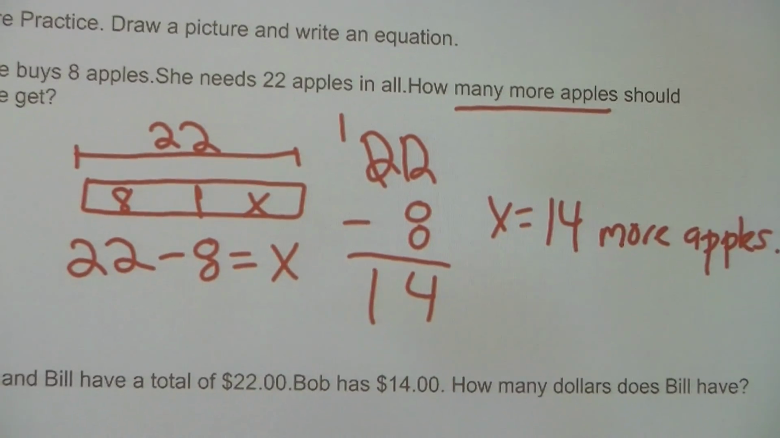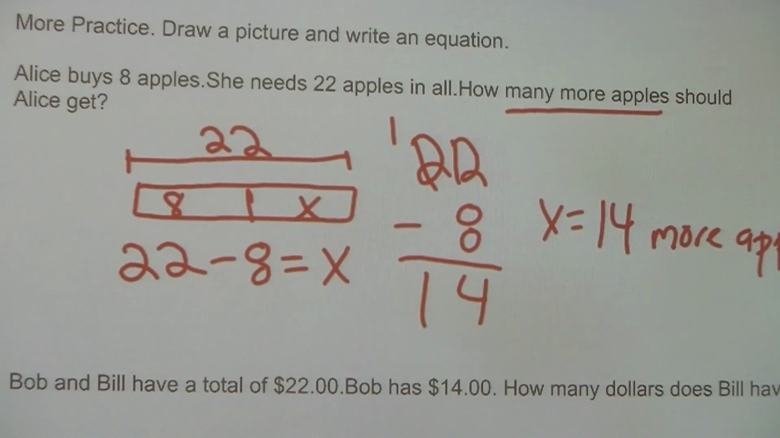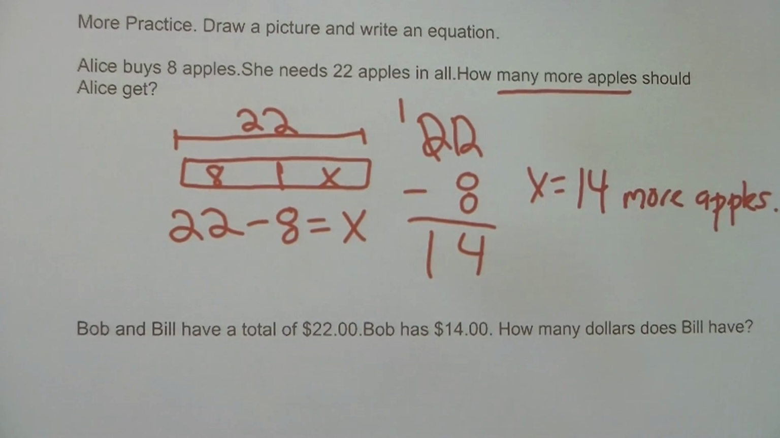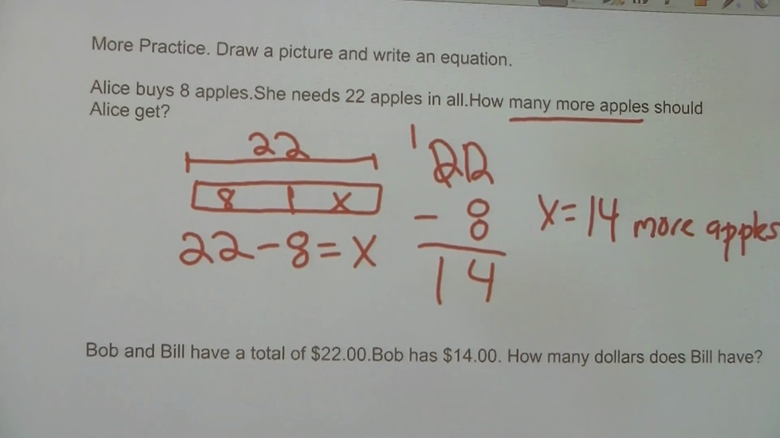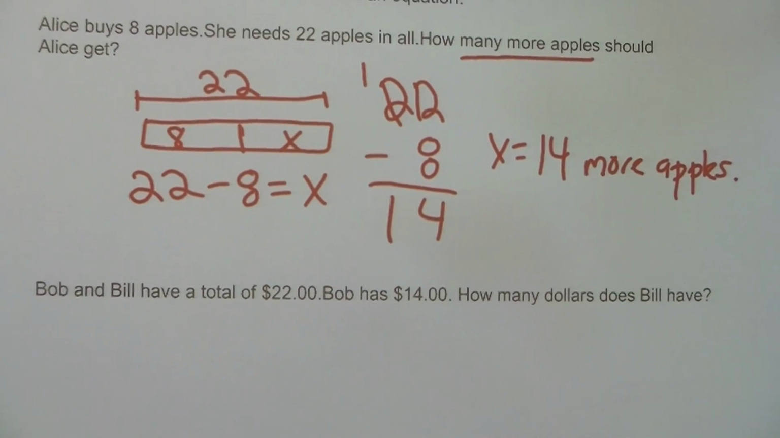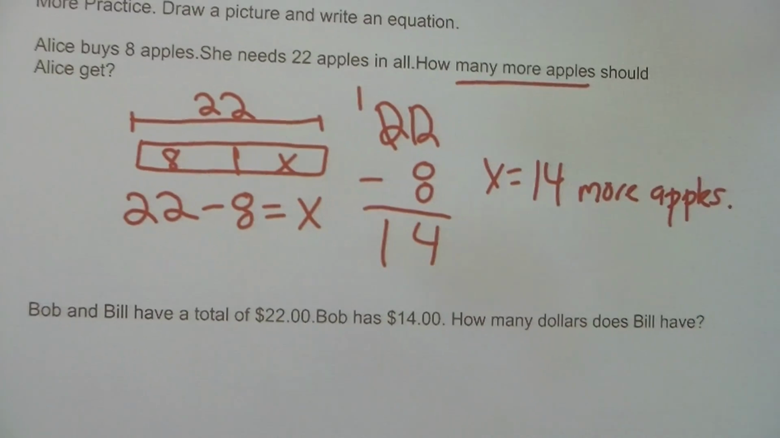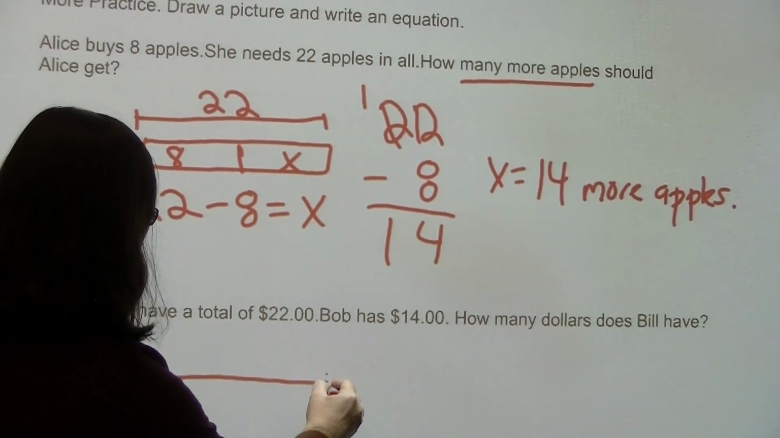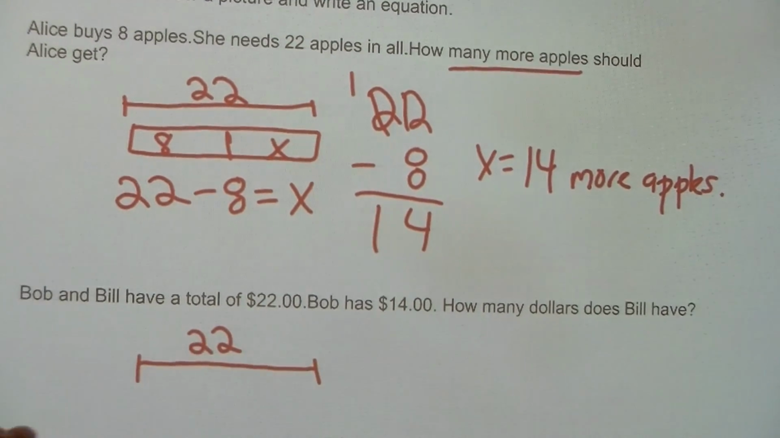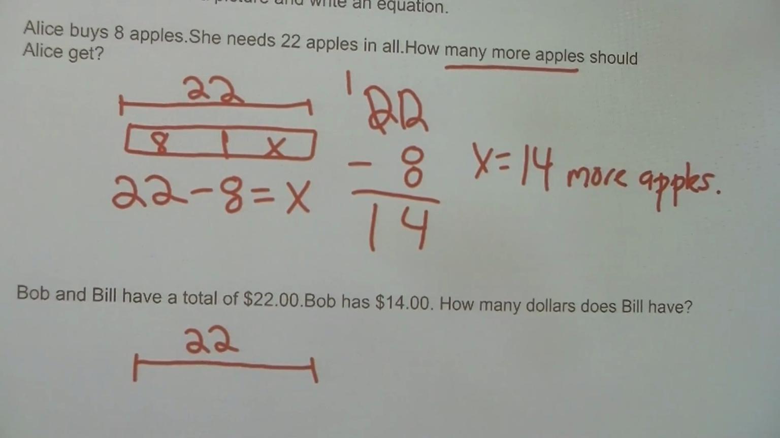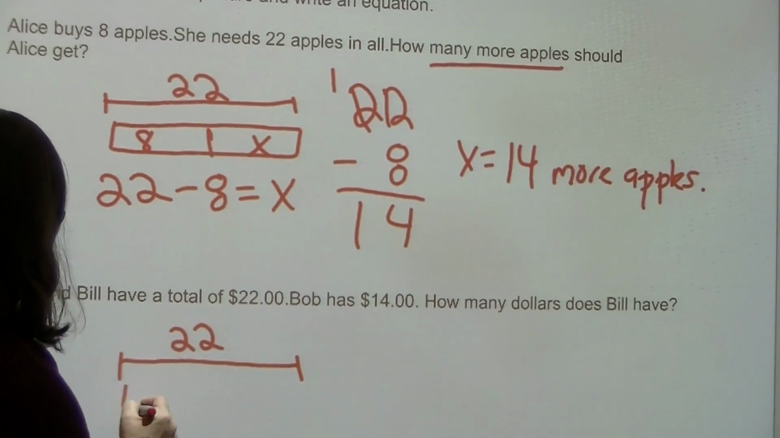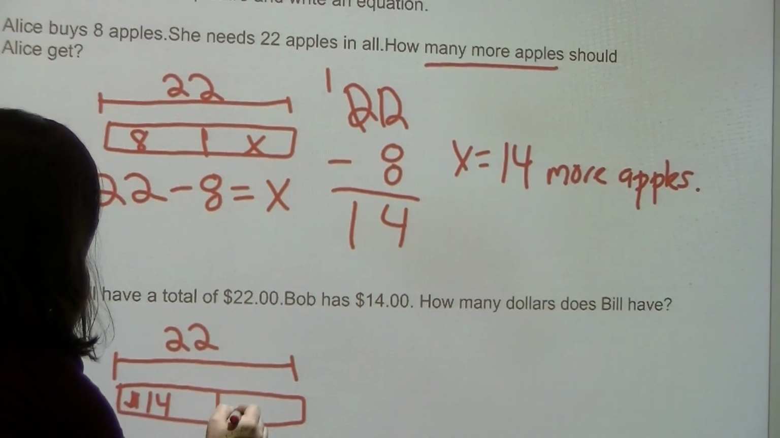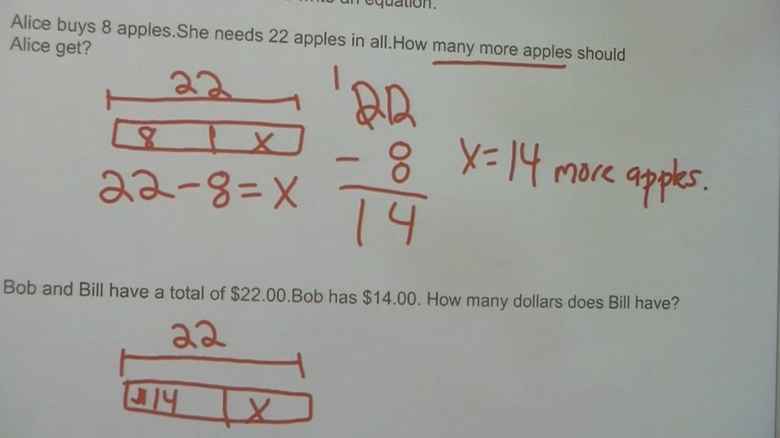Okay, good job, 5th grade. If there's any questions, please copy them down. Let's do one more. Bob and Bill have a total of $22. Bob has $14. How many dollars does Bill have? Okay, so again, what do we know total? Total is what? 22. So again, make your line. 22 goes on top. Okay, and we know that Bob has 14, so make your boxes down here. 14 would go here, and then we don't know this number, so we'll make that our x.